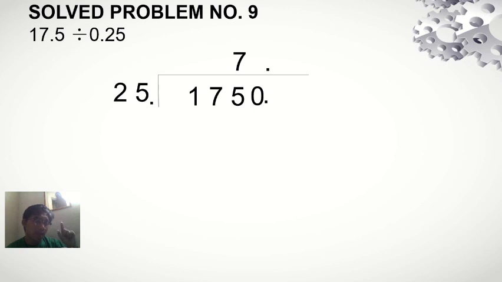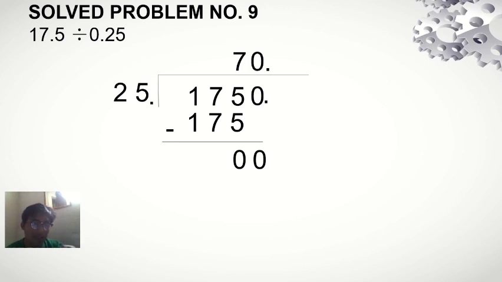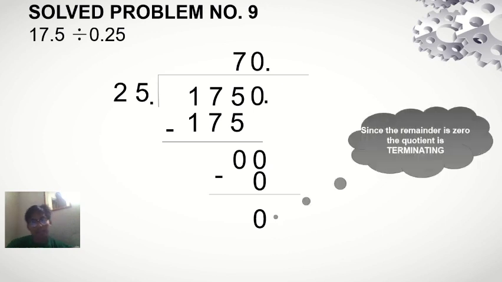Just to recap, where you can divide a number, that is where you put the quotient on top. Next, 25 times 7 is 175. You need to subtract, 0. Then bring down the 0. So 0 divided by 25 is 0. 25 times 0 is 0. 0 minus 0 is 0. So, since the remainder is 0, the quotient is terminating.